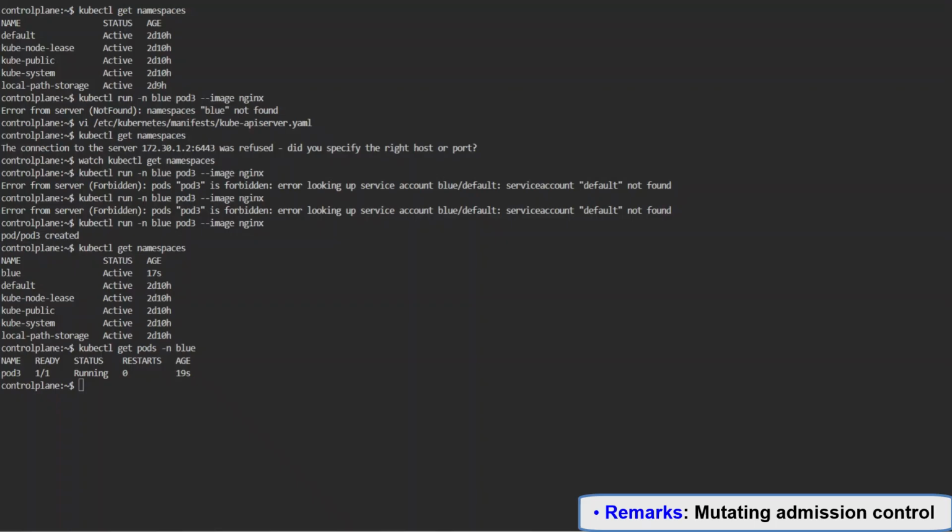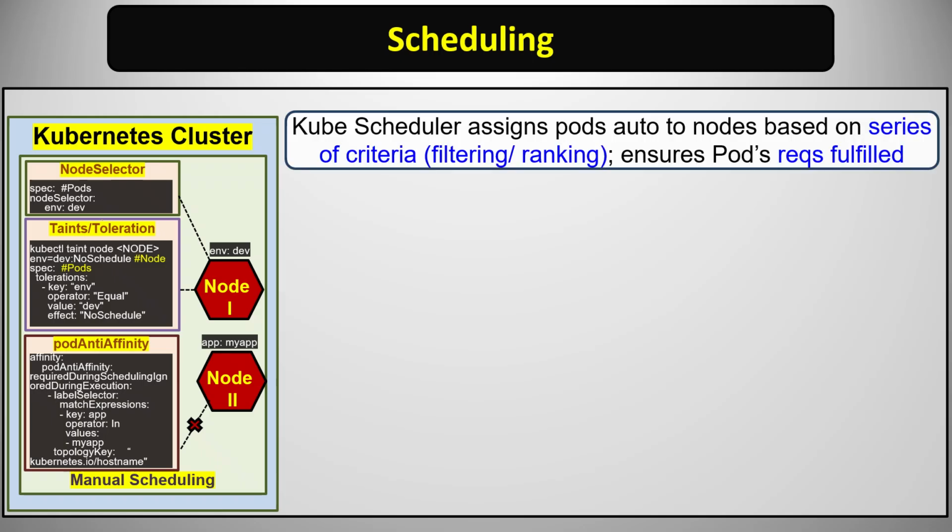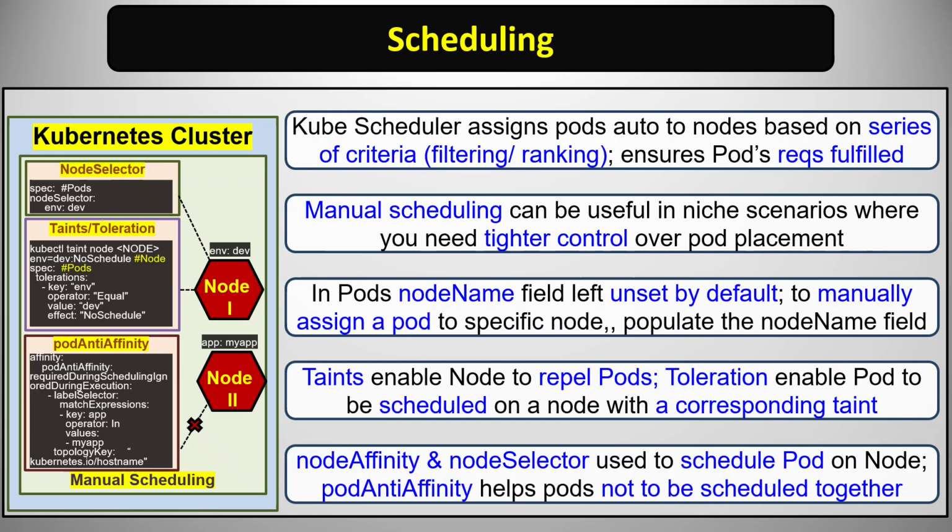Now moving forward, let's talk about the scheduling. By default, the Kube scheduler decides where to place the pods by filtering and ranking the available nodes. But sometimes you want control over where your pod should land. That's where the different scheduling strategies come in.